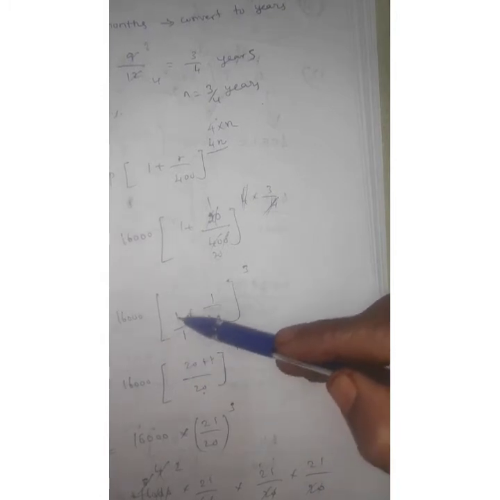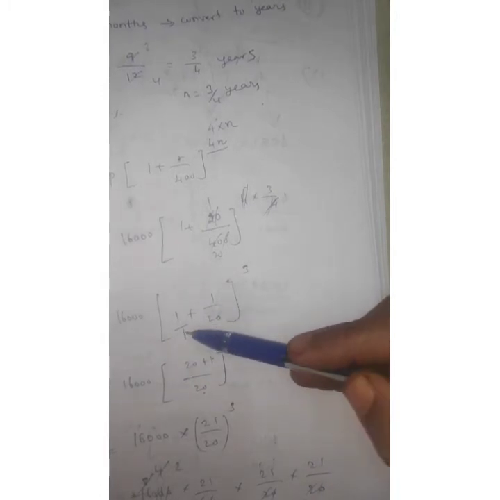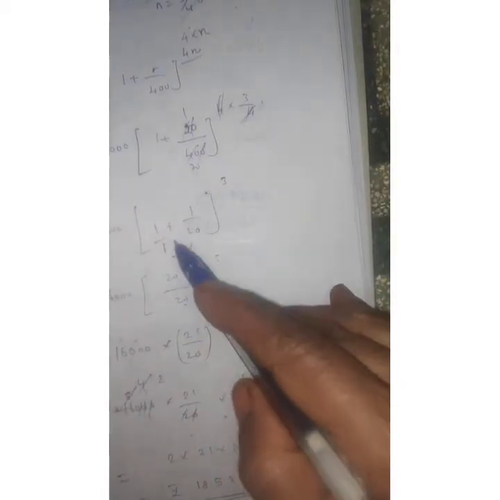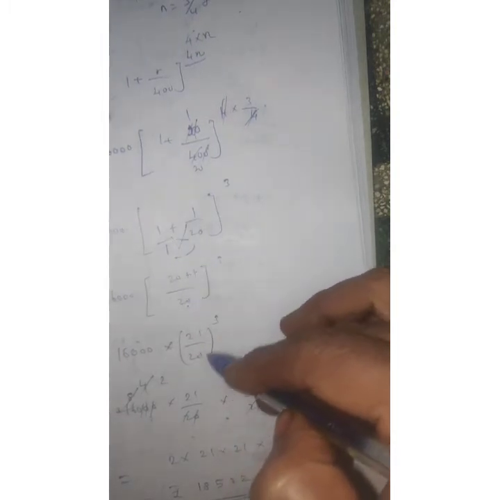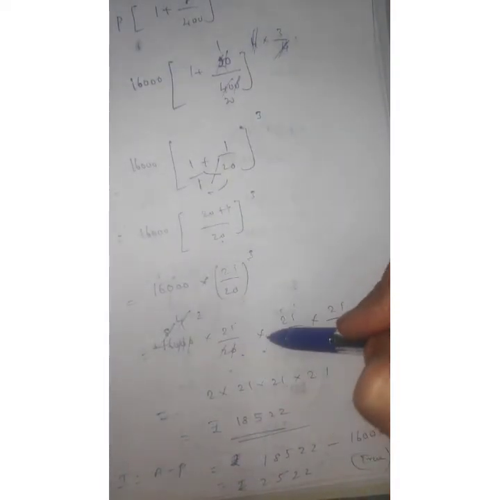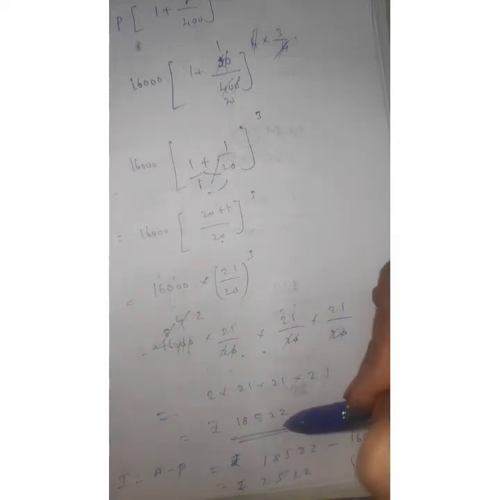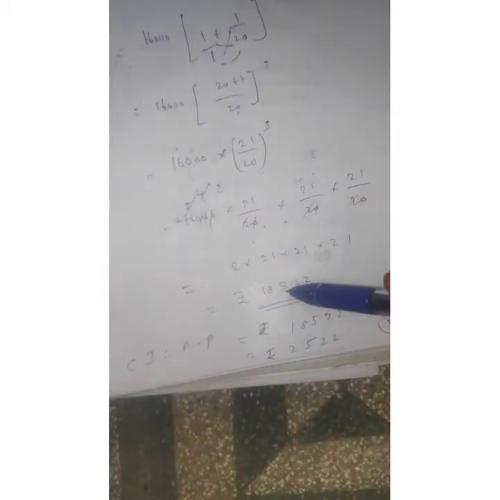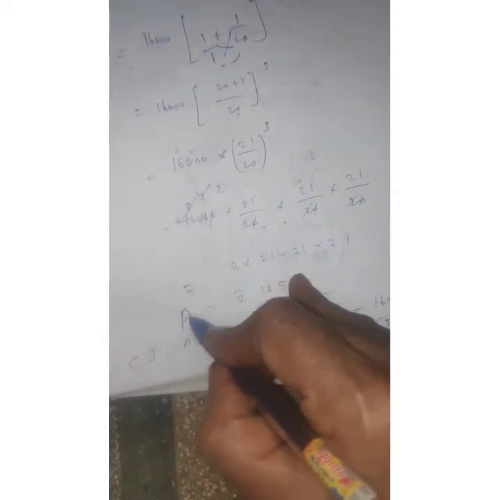16,000, start the bracket: 1 plus 1 by 20. The denominators are different, so take the LCM and do the cross multiplication. 1 twenty is 20, 1 one is 1. 20 plus 1 equals 21 by 20 whole power 3. So 16,000 into 21 by 20 into 21 by 20 into 21 by 20. Cancel and get the answer 18,522, which is the amount value. A value equals this value.